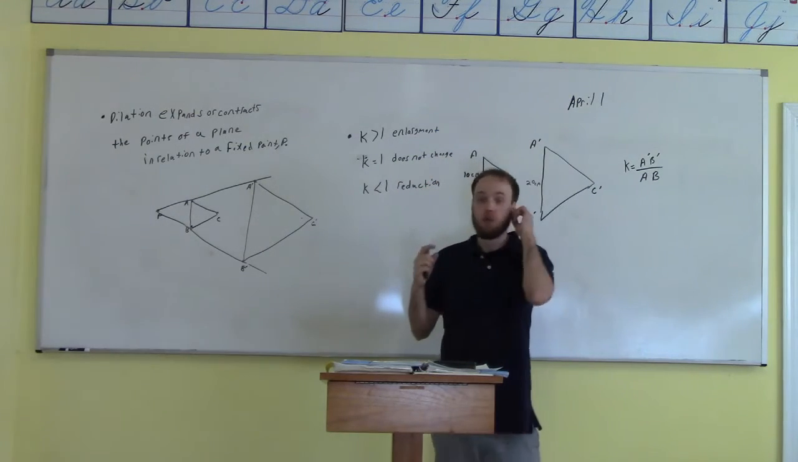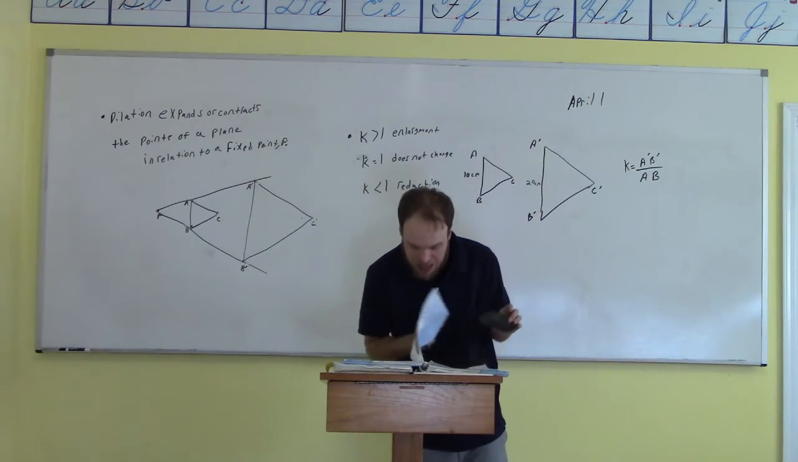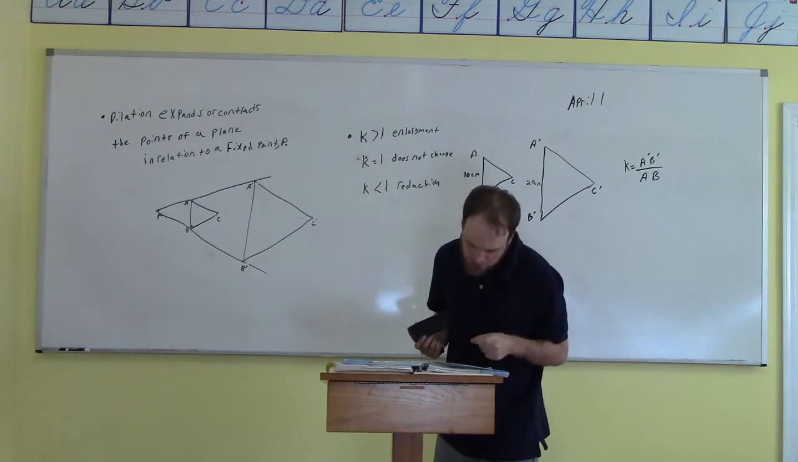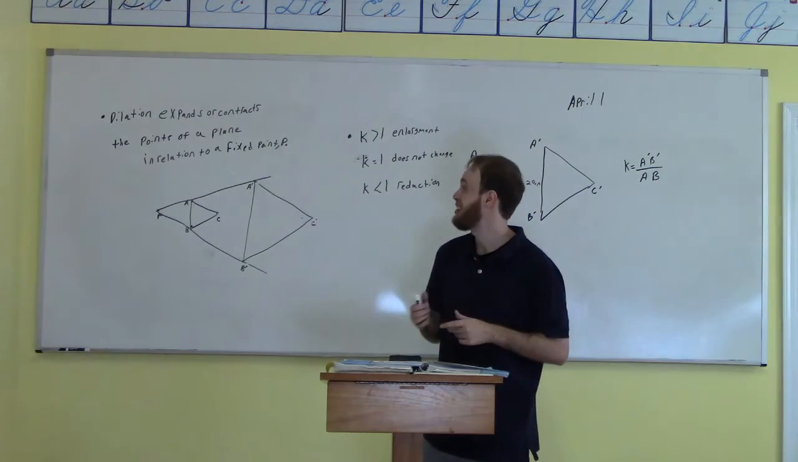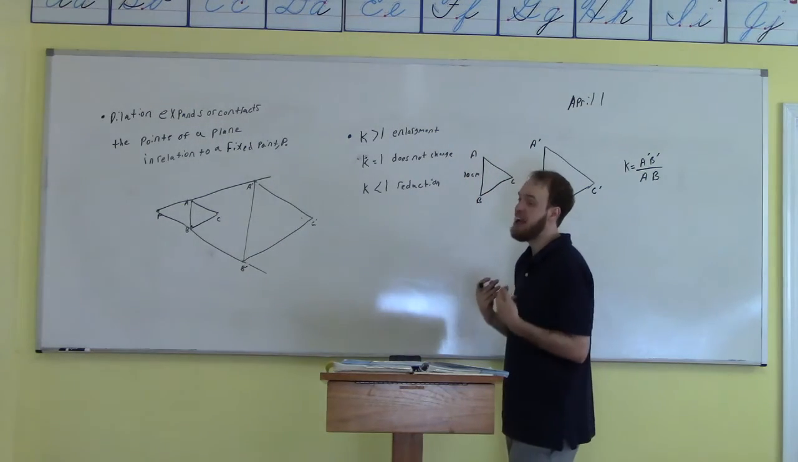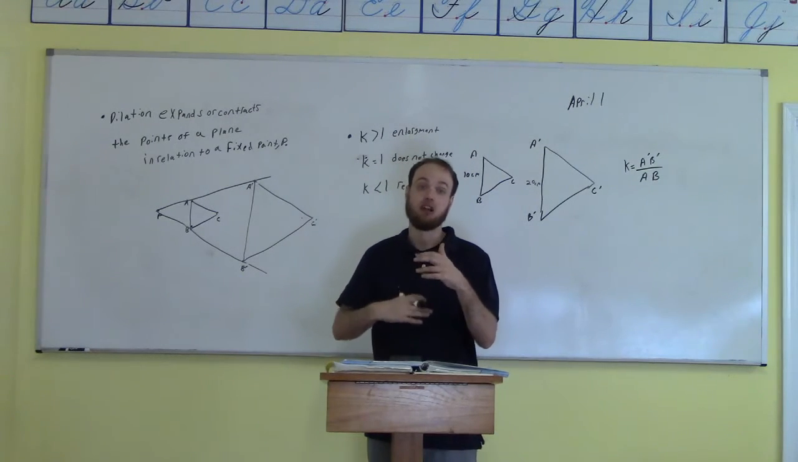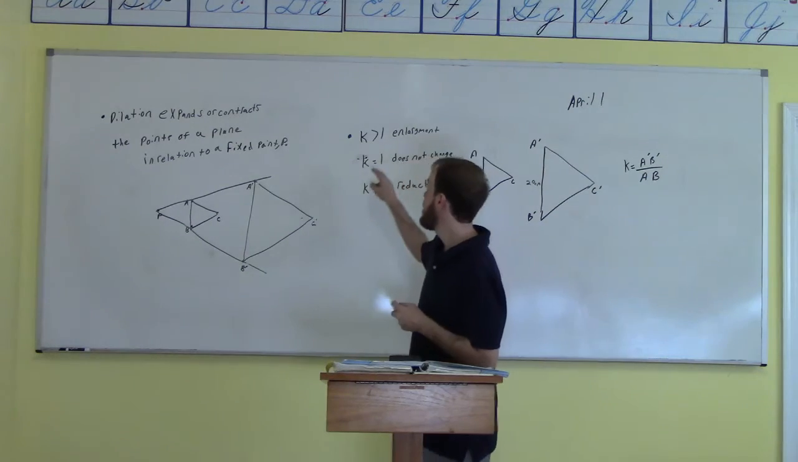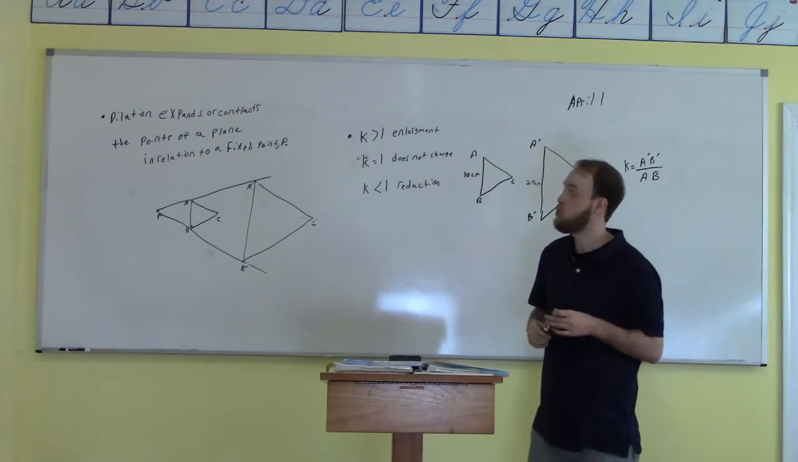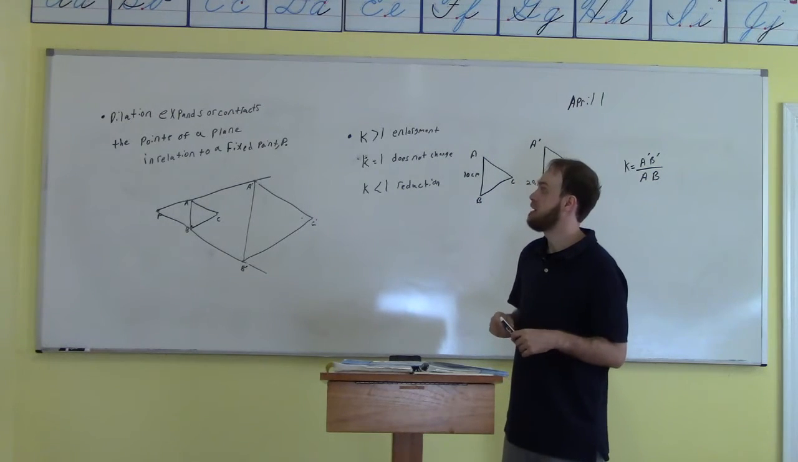Now, a couple different things here with the rules. If you look on page 512, at the very bottom of the page, it talks about K. Our K is the measure that it increases or decreases. It's the ratio of increase and decrease. In this case, if K is greater than 1, meaning that number is bigger than 1, it's going to be an enlargement.